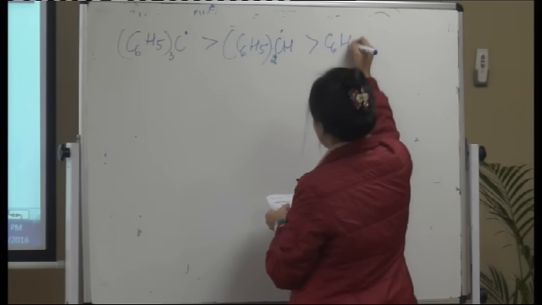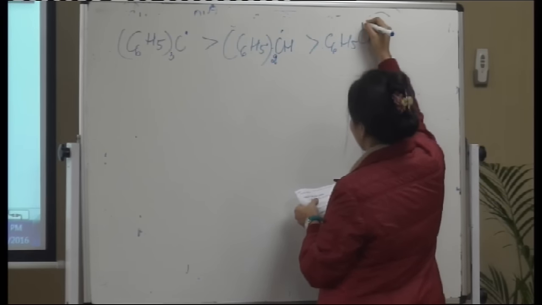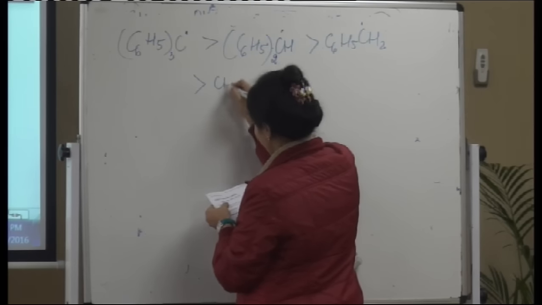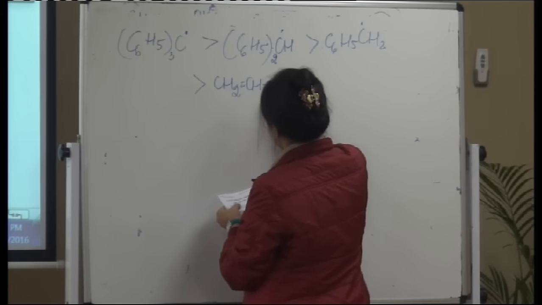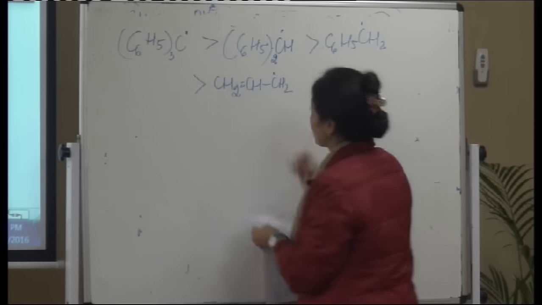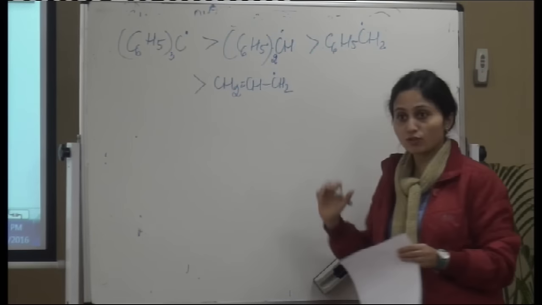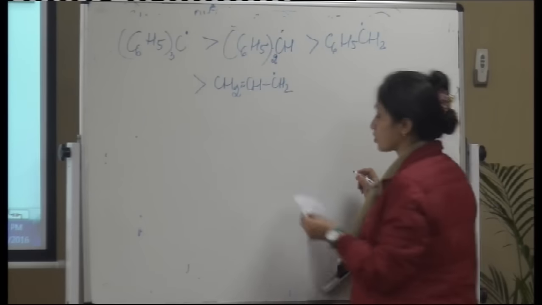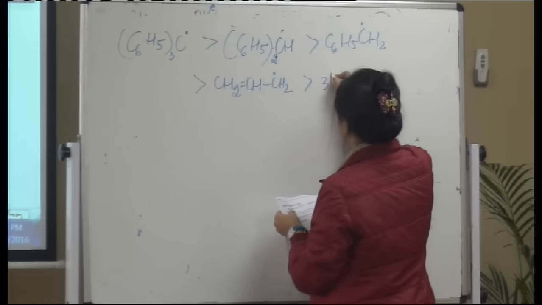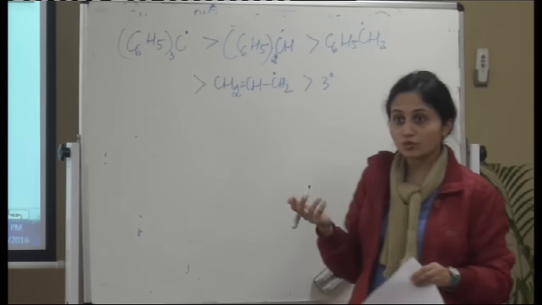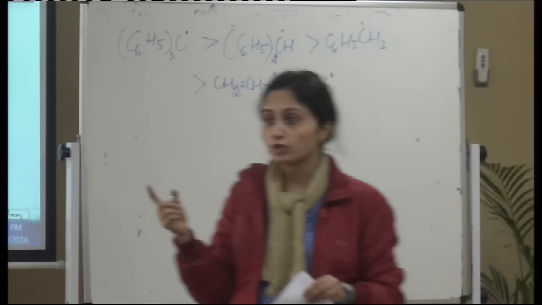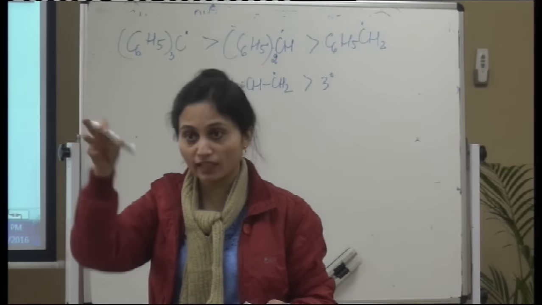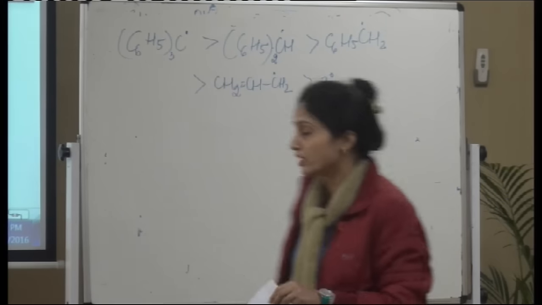Then you have C6H5CH2 free radical, again a single one. Then you have CH2=CH-CH2 free radical. You can actually think about resonance here also, because the electron has the capability of resonating with the other double bonds present alongside. Then followed by 3 degree free radical. Free radical will also be linked to hyperconjugating structures, because once an H free radical leaves, it can attach and give a free radical at that point.